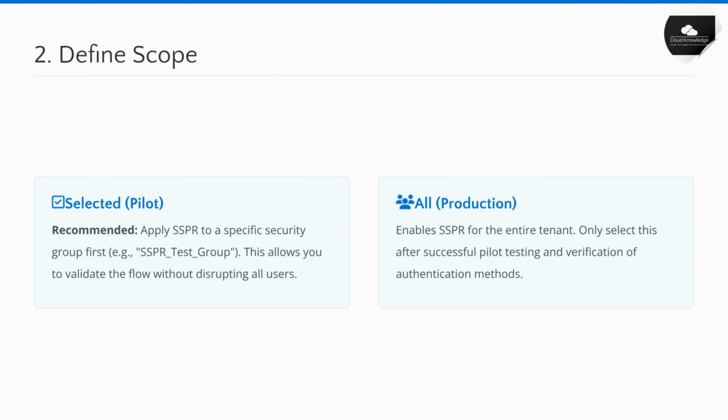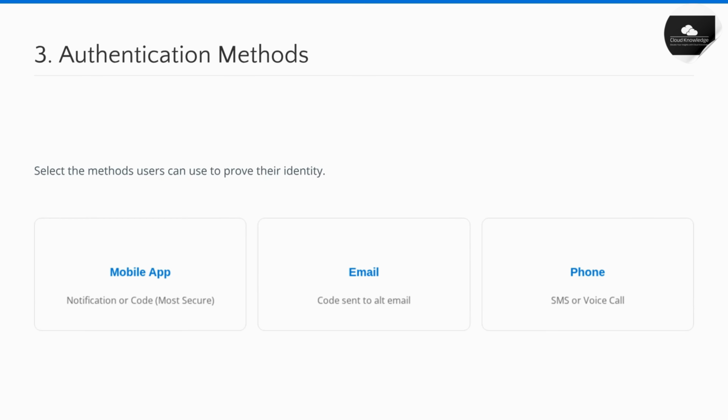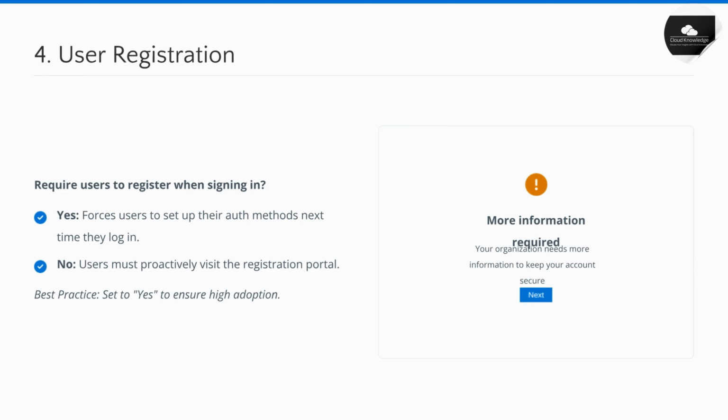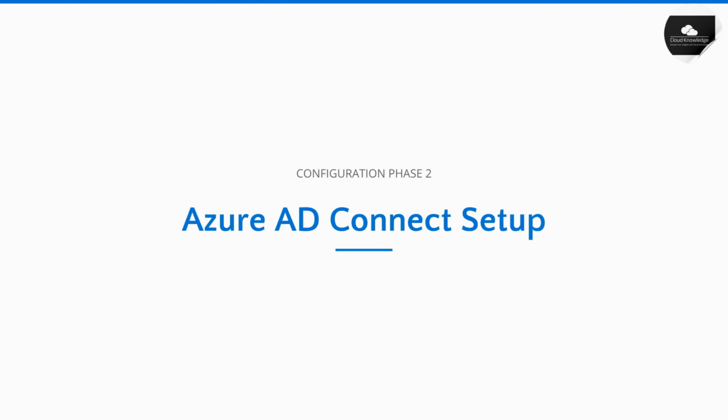Next, define the scope. It is highly recommended to start with a selected pilot group to validate the flow before enabling SSPR for all users in production. Then, select the authentication methods users can use to prove their identity, such as mobile app notification or code, email to an alternate address, or phone via SMS or voice call. For user registration, the best practice is to select Yes to require users to register their authentication methods upon their next sign-in, ensuring high feature adoption.